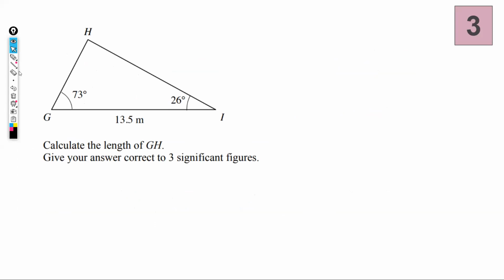Calculate the length of GH. GH is this guy over here. If here's capital I, over here's common I. If here's capital G, common G, capital H, common H. So you're trying to find common I. Figure out whether it's the sine rule or the cosine rule.